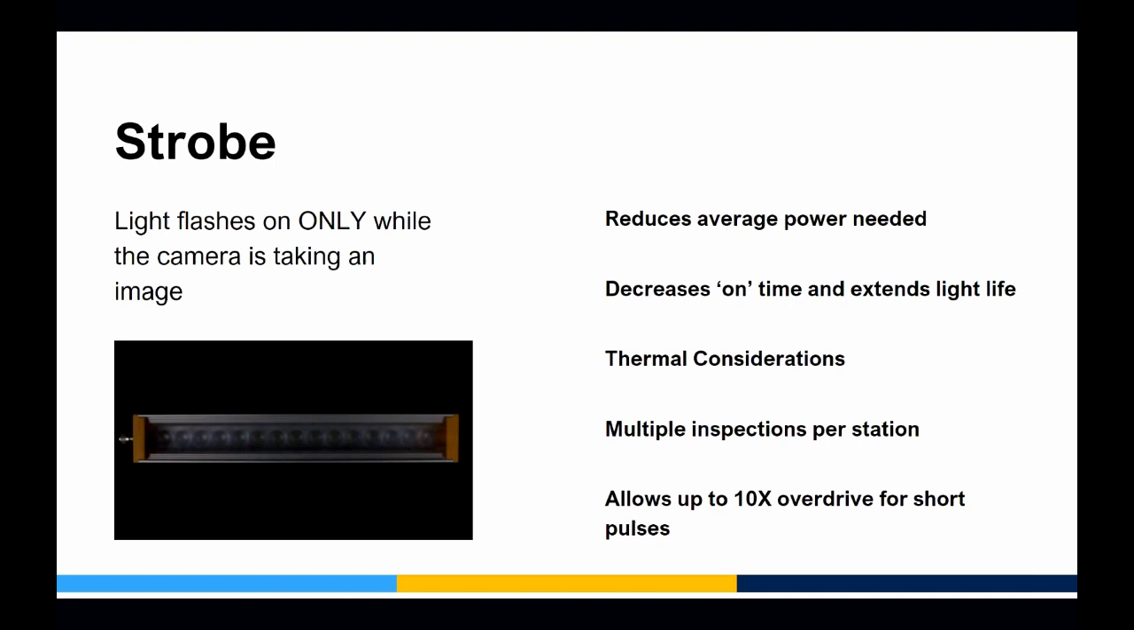It can avoid needing to have additional cooling, whether the light's just getting too hot over time, if your ambient temperature is too high. By strobing the light in quick flashes, letting the LEDs rest, you can avoid having to have some type of water cooling or fan cooling built into your light. And it just gives you more stability overall when you're controlling the temperature of your light. You can also use strobe to have multiple inspections per station, like photometric stereo or one bright field, dark field image, etc. And it allows up to 10 times overdriving for short pulses.